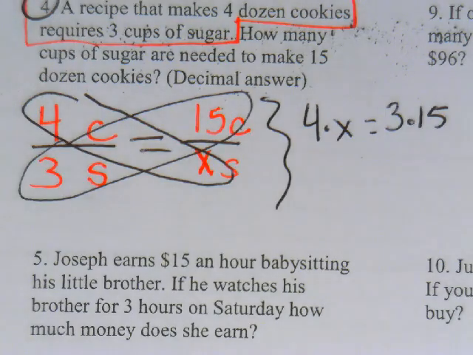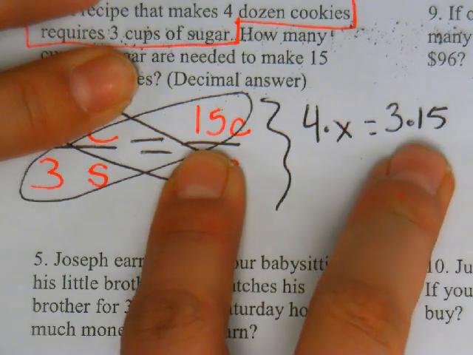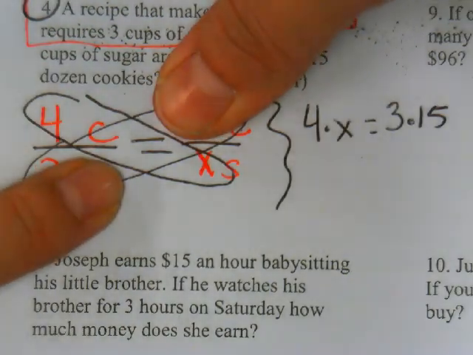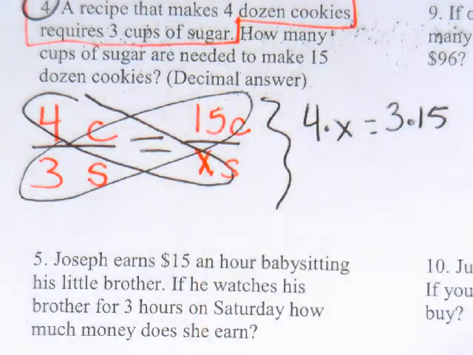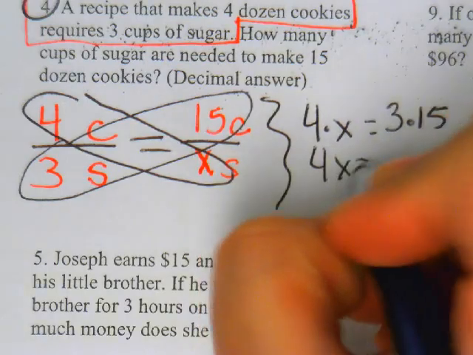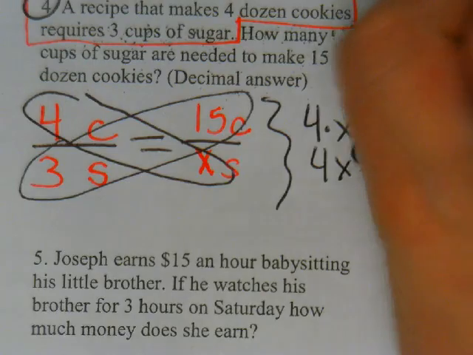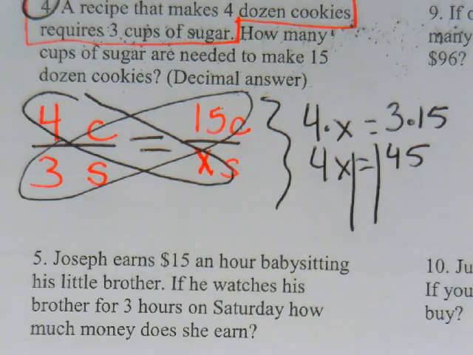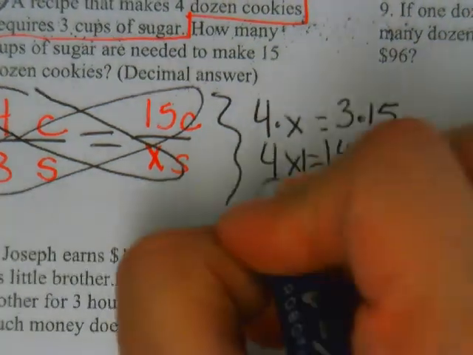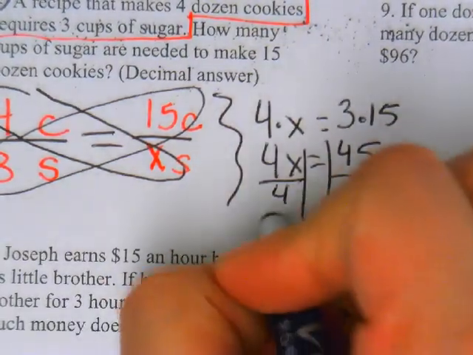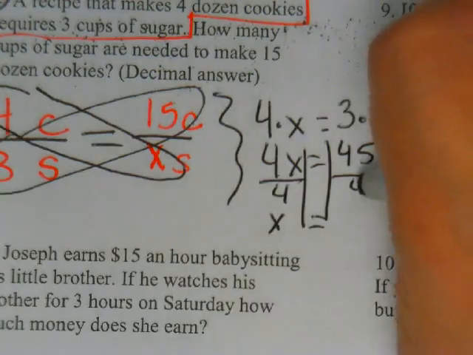All right, so in this circle, I have 3 times 15, so I wrote that down. And in this circle, I have 4 times x, and that's what I wrote down right there. So what is 4 times x? 4x equals, what's 3 times 15? 45. Okay? Now we're going to draw our bars. How do I get x by itself? Divide by 4. Now this is not going to be nice, right? Let's plug it into the calculator. What's 45 divided by 4? Oh, it's not that bad.